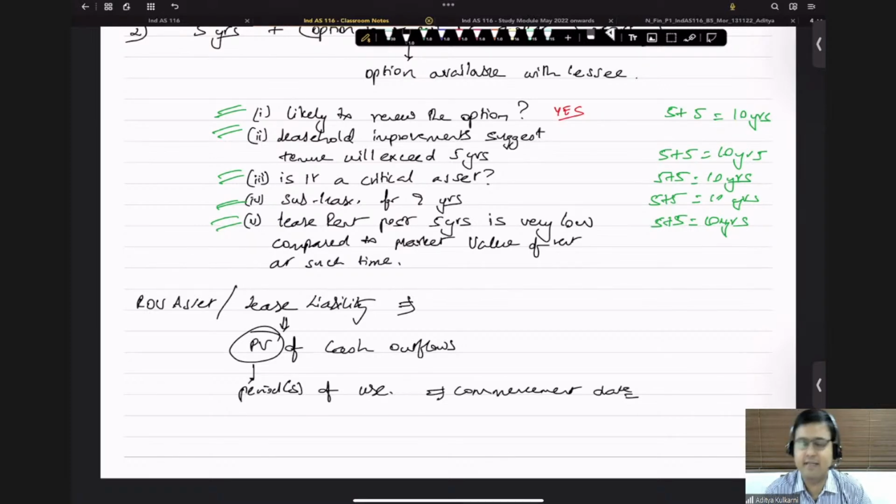Is it a critical asset? Yes. Not exercise, 10 years. Sublease for 9 years: you are contractually bound to have the asset for at least 9 years. That means the termination option won't be exercised, so 10 years. Economically, are you benefiting by not exercising the termination option? Yes, and therefore you will not exercise the termination option. These are the questions you will again ask, and then you will be getting an answer to that. Is it okay? Yes, sure.